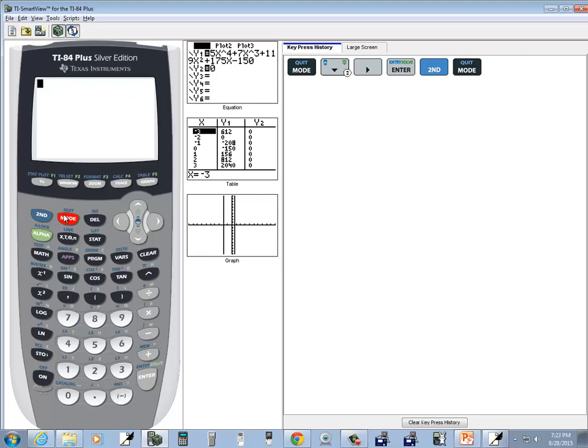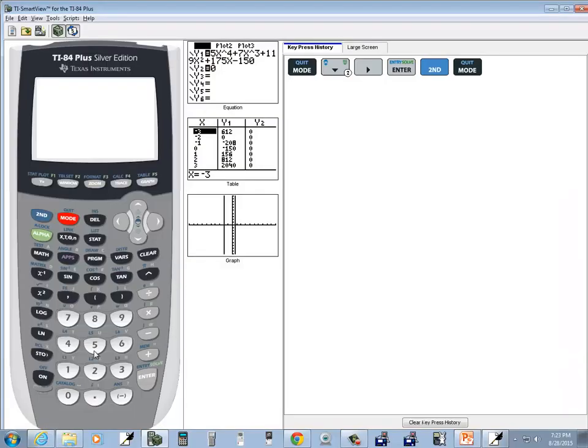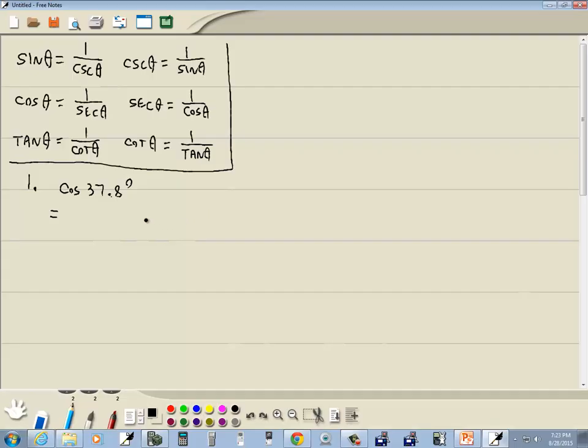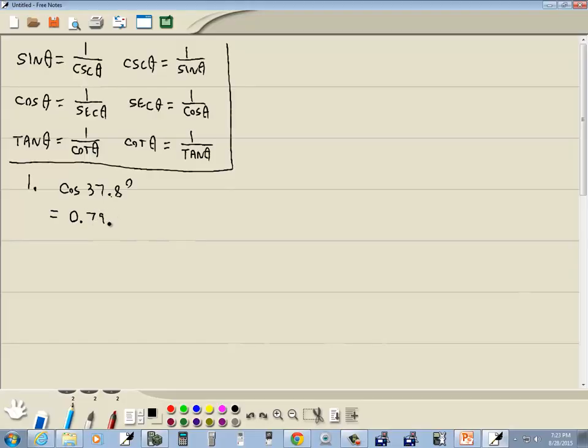And now I'm going to plug that in. So I got cosine 37.8. So cosine 37.8, and then press enter. And to 4 decimal places, we got 0.7902. And that's our answer.